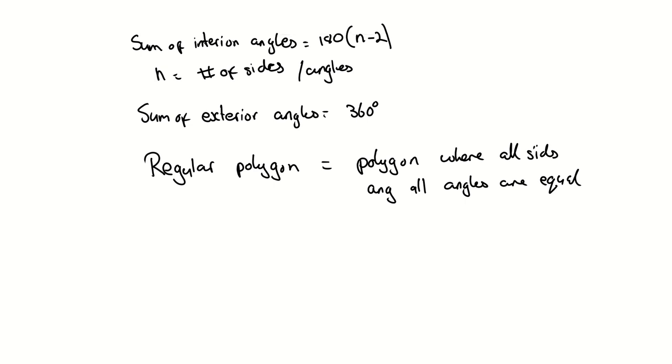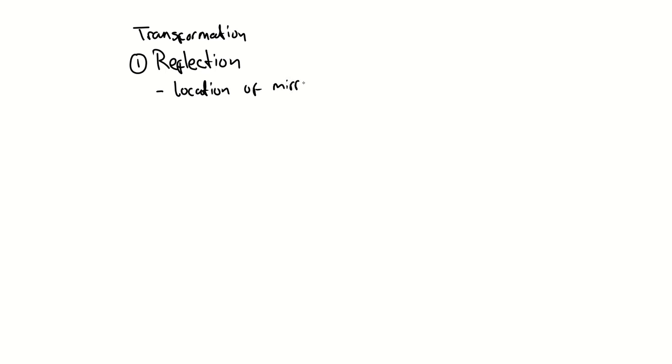Now the last thing that we need to learn for number 3 is transformation. In CSEC, they are only testing 4 types of transformation. Number 1, reflection, and they'll ask you to describe it. To describe a reflection, you need to know the location of your mirror line.